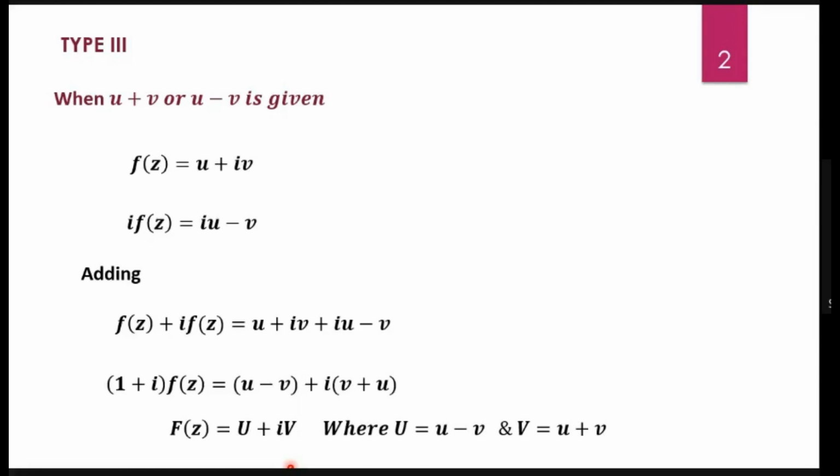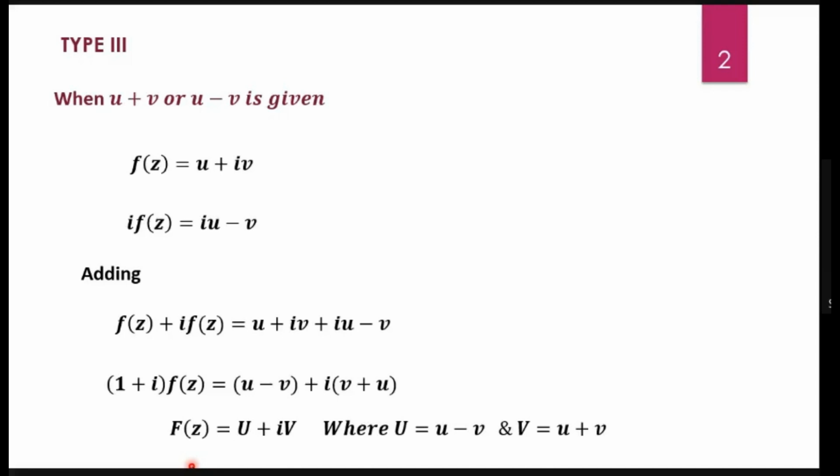Repeat. Start with f of z is equal to u plus iv. Multiply this equation by i. If we multiply by i, I will get i into f of z is equal to iu minus v. Then adding both the equations and taking f of z common on the left hand side, on the right hand side collecting the real and imaginary part, replacing the real part by capital U, imaginary part by capital V and the left hand side by capital F of Z. So that has to be done first.